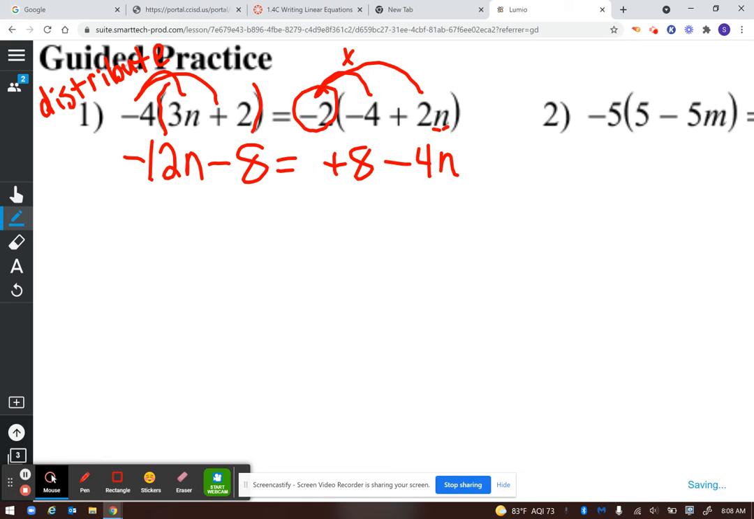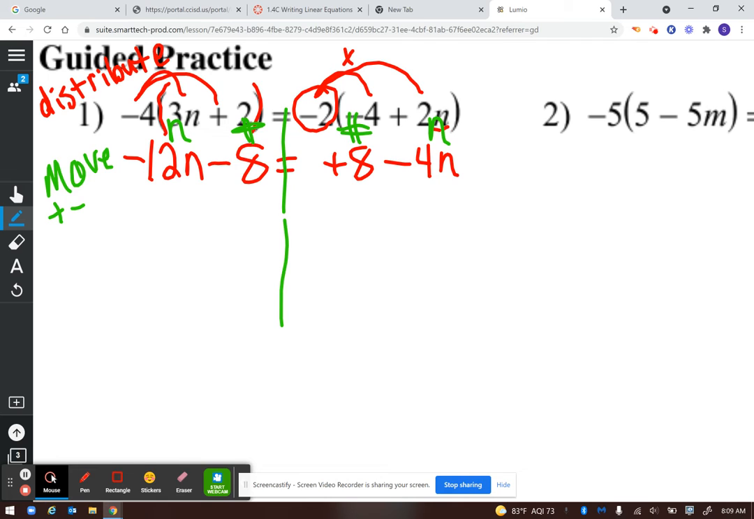Okay, now we can go ahead and begin to move. Step 2 is to move, and you move with addition and subtraction. So, line down the middle, and I like to label mine. The 12 has an n, so it gets an n. 8 is a plain number with no letters. 4 has an n with it. So now I can think about this.